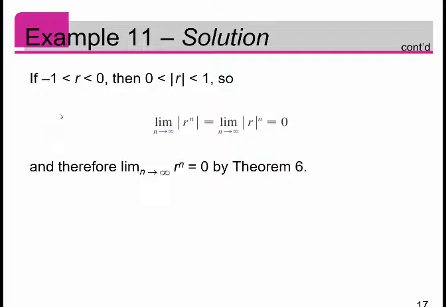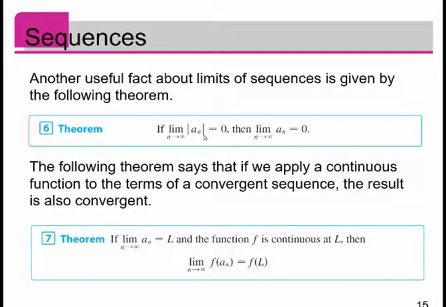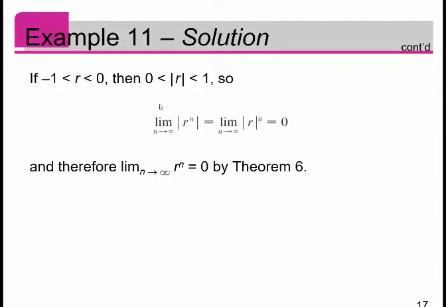All right, so on the flip side, if r is between -1 and 0, we're going to look back at this theorem here. Then 0 is less than or equal to the absolute value of r, which is less than or equal to 1. So the limit as n goes to infinity of |r|^n is equal to the limit as n goes to infinity of the absolute value of r to the n power, which is equal to 0. So it's the same thing. Even if it's negative, the limit as n goes to infinity of r^n is equal to 0 by Theorem 6.